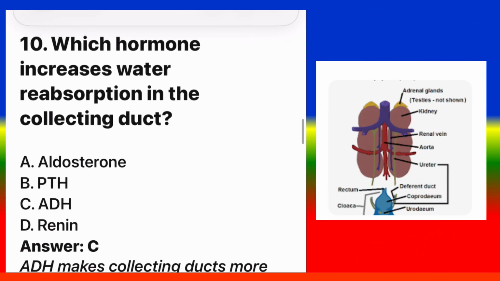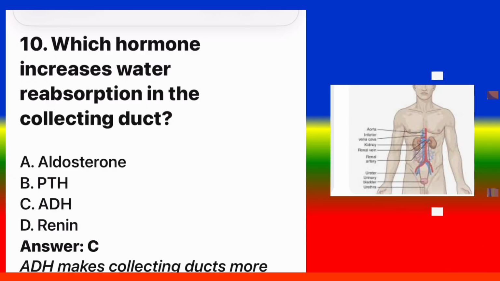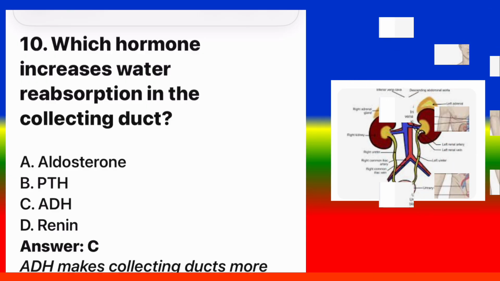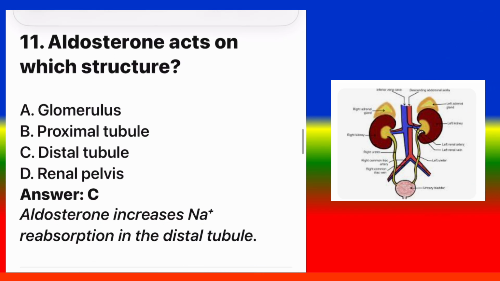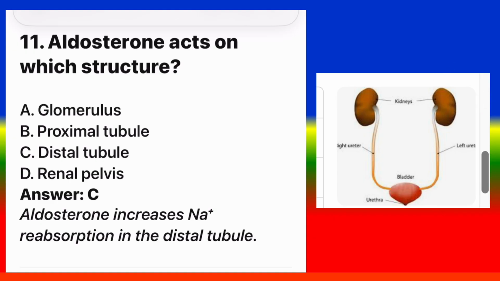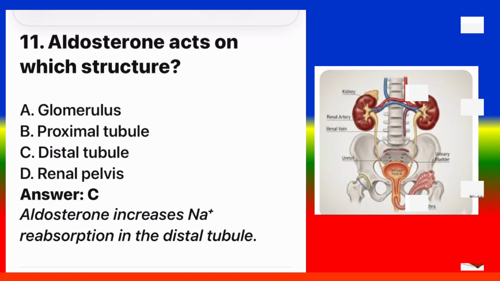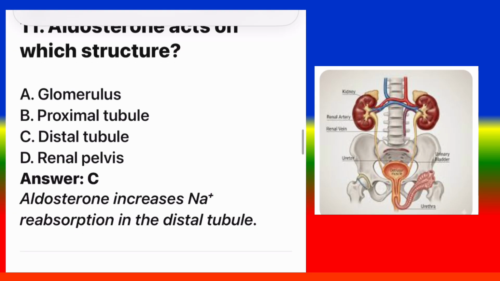10. Which hormone increases water reabsorption in the collecting duct? A. Aldosterone. B. PTH. C. ADH. D. Renin. Answer C. ADH makes collecting ducts more permeable to water. 11. Aldosterone acts on which structure? A. Glomerulus. B. Proximal tubule. C. Distal tubule. D. Renal pelvis. Answer C. Aldosterone increases sodium reabsorption in the distal tubule.